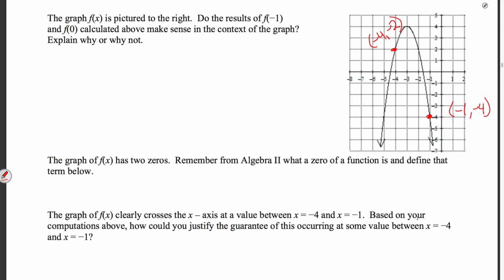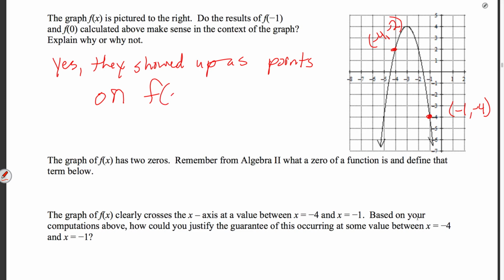Okay, so yeah, we're going to say yes, they showed up as points on f of x. All right.